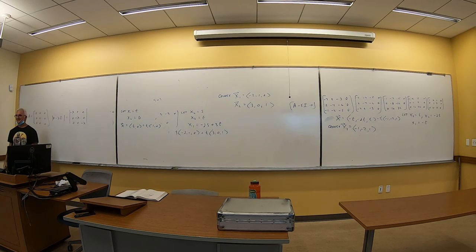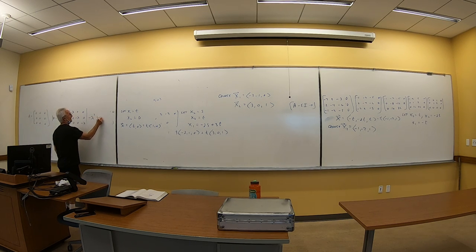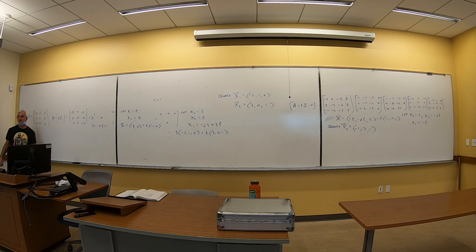Do you agree? This was kind of easy. So that'd be the negative of lambda cubed, and that equals zero means lambda equals zero. Zero, but the multiplicity. So the zero matrix has the eigenvalue of zero with multiplicity three.